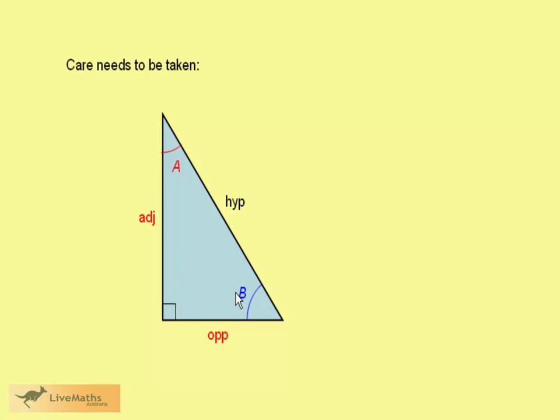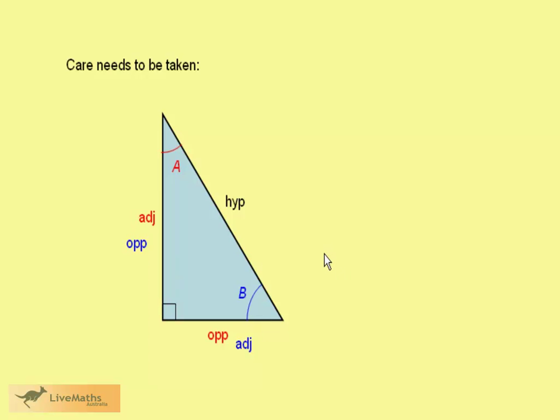However, if we call this angle B, this would be the opposite to B, and this one the adjacent to B. Notice how this one is next to the angle B.